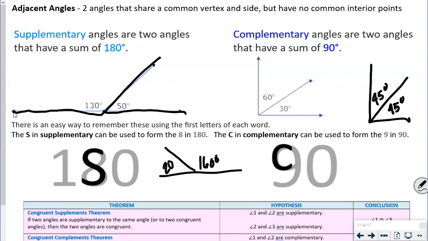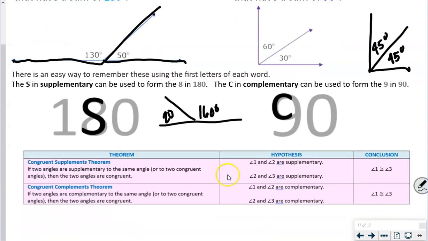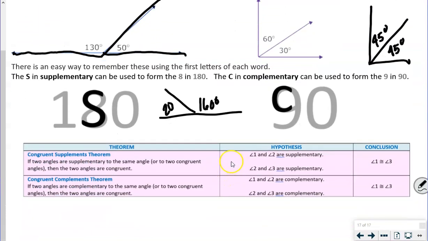Now, an easy way to remember these is that 180 has an S in it, and it's supplementary. And 90, which is complementary, has a C in it, okay? Those are easy ways to remember them, supplementary and complementary. Supplementary is 180, complementary is 90. Because remember, you guys got to remember all this stuff. There's none of it on a formula sheet.